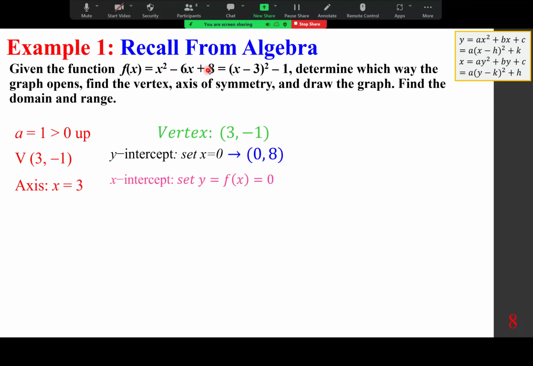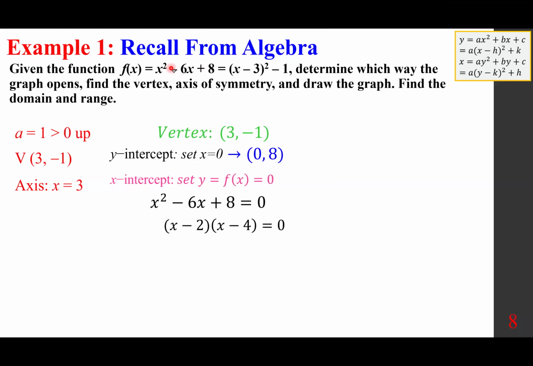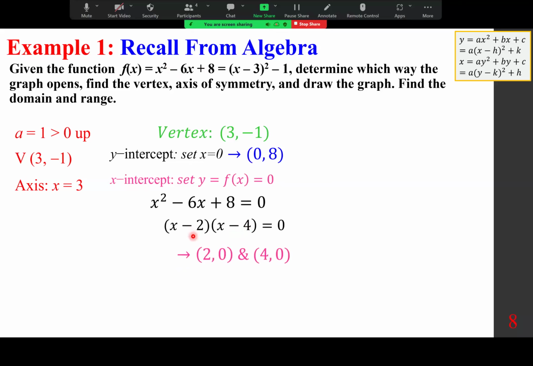The x-intercept, you have to set y, or f of x, equal to 0. Again, it's easier to set this one equal to 0. Factor it into (x minus 2)(x minus 4), which results in x being 2, x being 4. 2 means (2, 0), 4 means (4, 0). Those are the intercepts.